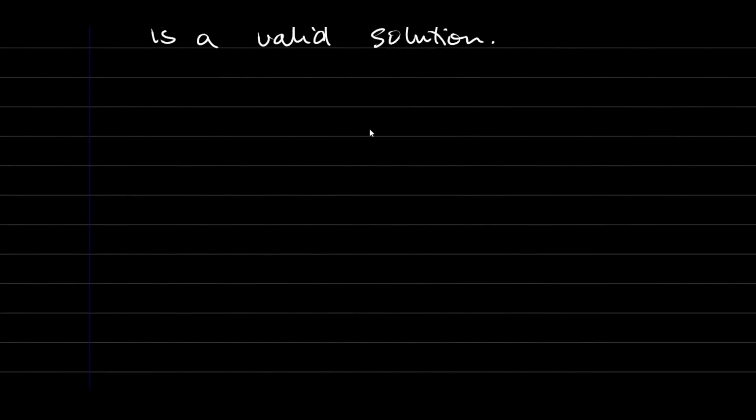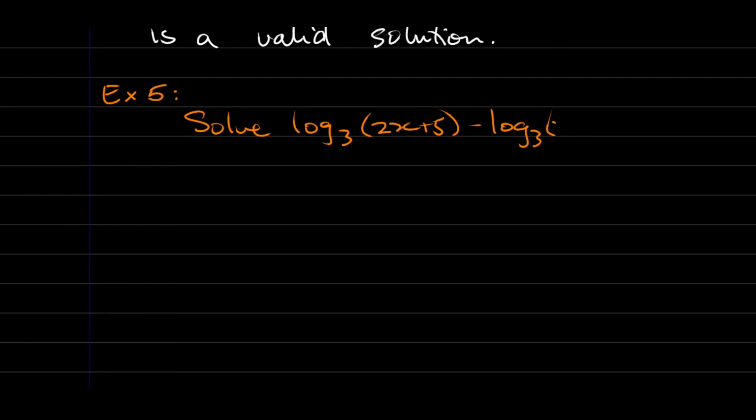Alright? And let's go on to the last one that I have to do now. And this here, example number 5. We're going to solve log to the base 3 of (2x plus 5) minus log to the base 3 of (x minus 1) equal log to the base 3 of (x plus 2), and we're going to start writing that.